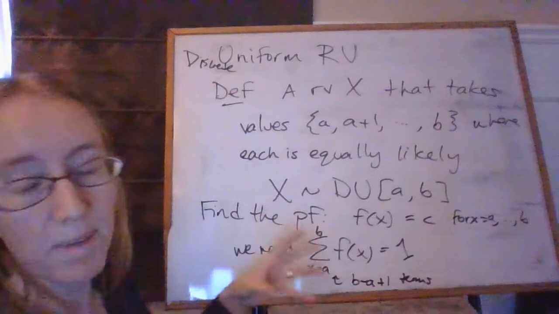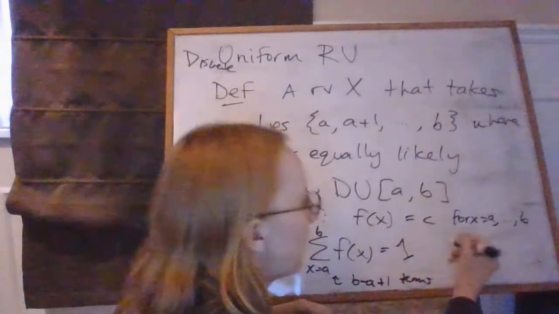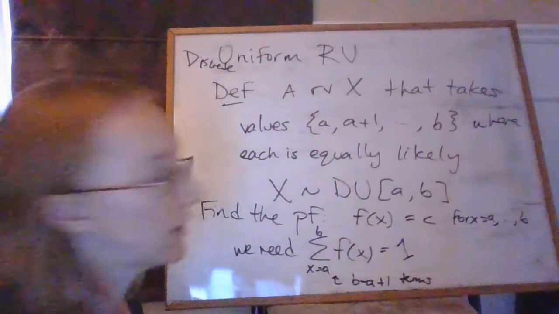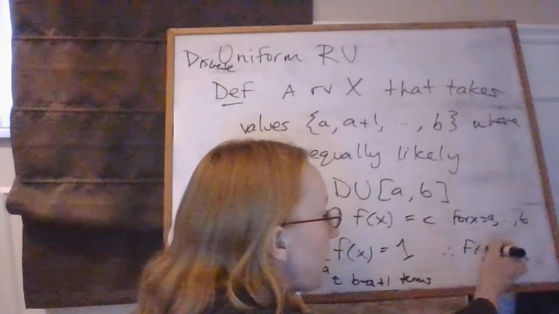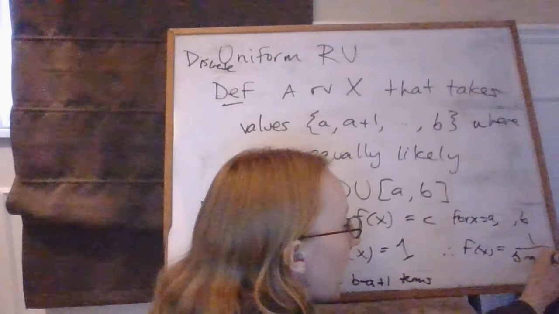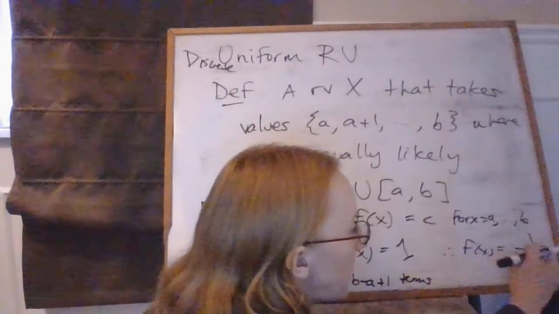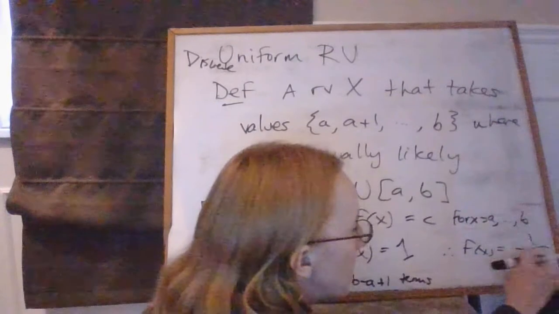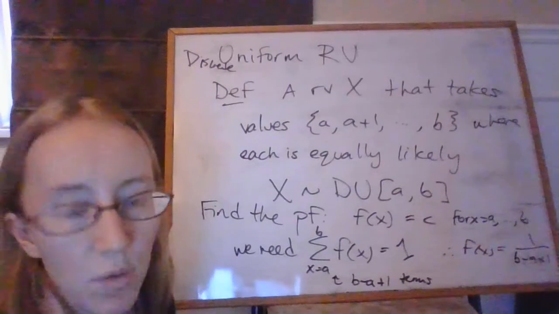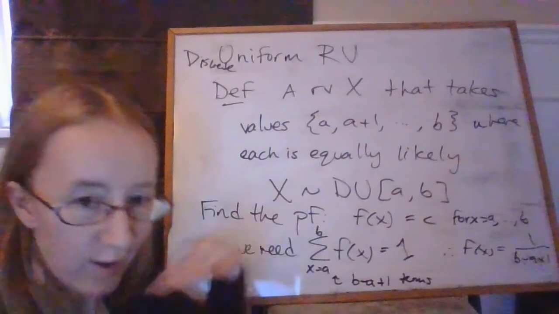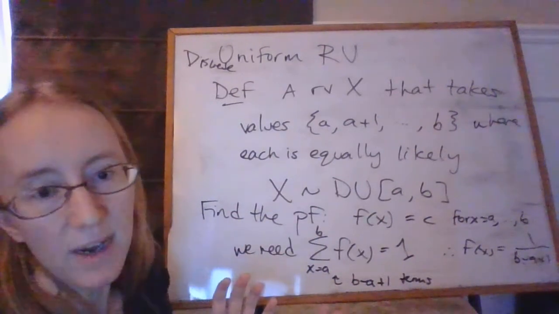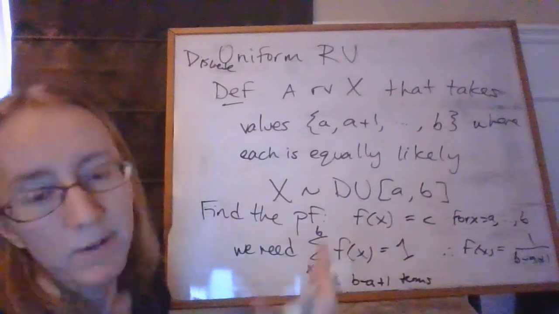And so the only possible value for c that makes this a valid probability function and makes it add up to 1 is that f of x, the constant, is 1 over b minus a plus 1. There we go, b minus a plus 1. So the uniform distribution is just a constant for those values, and the value that we need to make the total add up to 1 is 1 over b minus a plus 1.